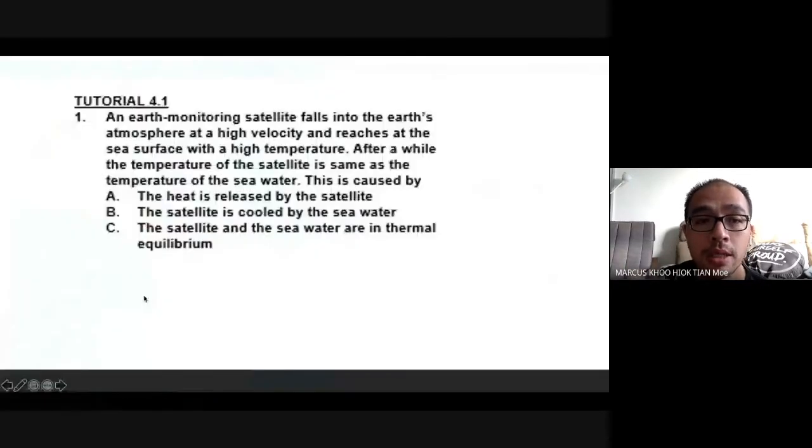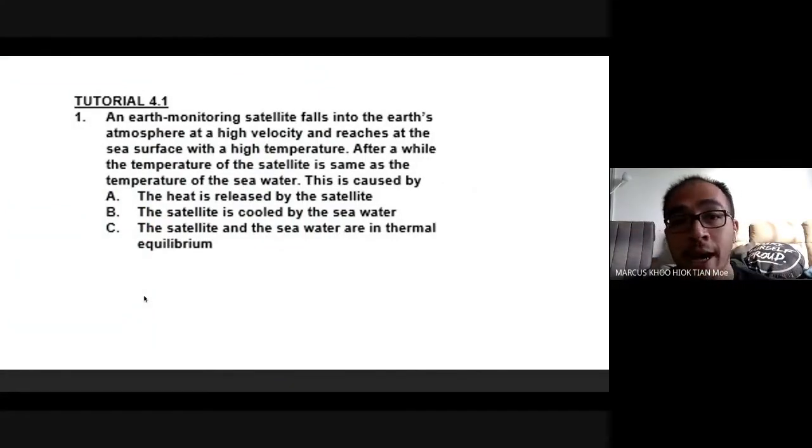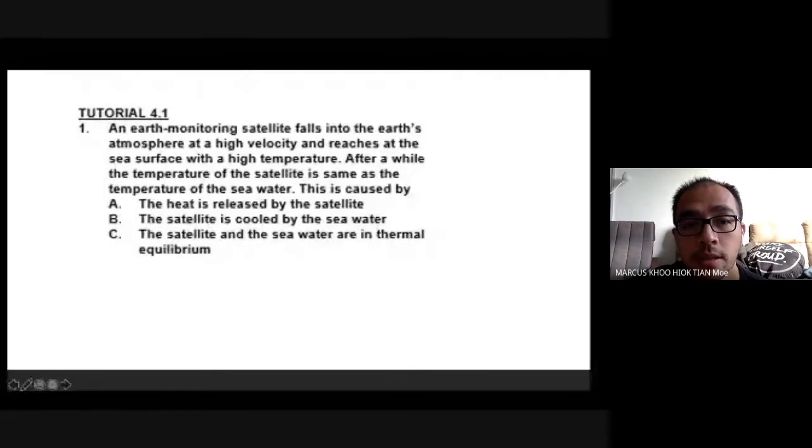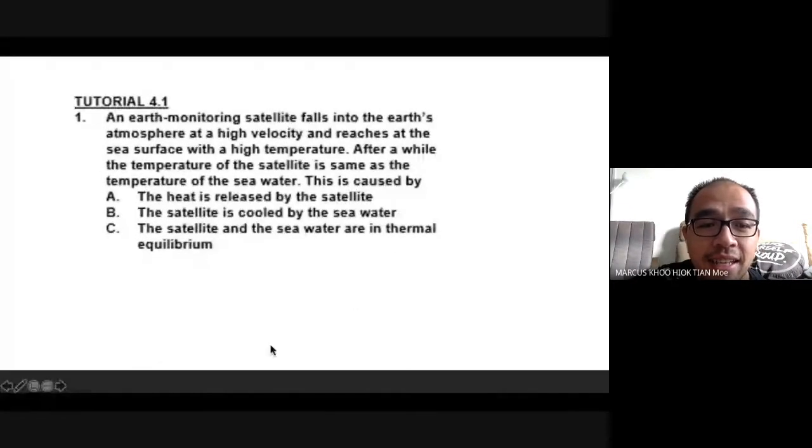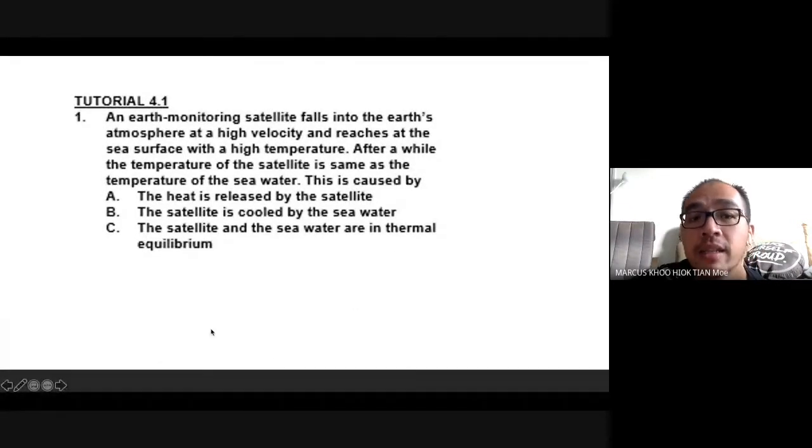So this is the first question. An Earth monitoring satellite falls into Earth's atmosphere at a high velocity and reaches the sea surface with a high temperature. After a while, the temperature of the satellite is the same as the temperature of the seawater. This is caused by what? Leong, can you answer this, please? C. The satellite and the seawater are in thermal equilibrium.